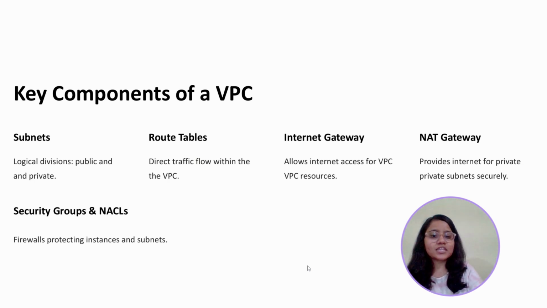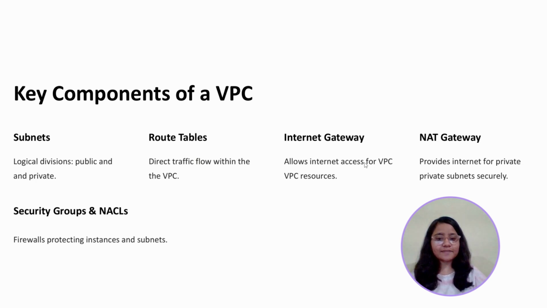Then sixth one is the network access control list. These are stateless firewalls that operate at the subnet level. You have to explicitly allow both inbound and outbound traffic. It provides another layer of security on top of security groups and is especially useful in tightly regulated environments.